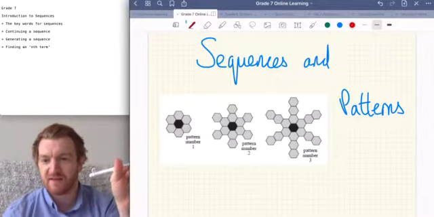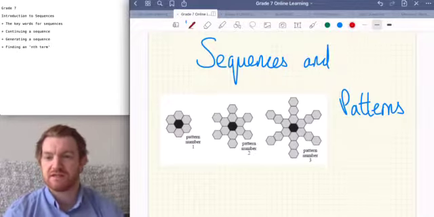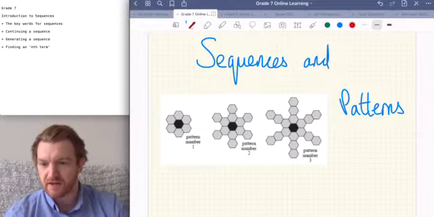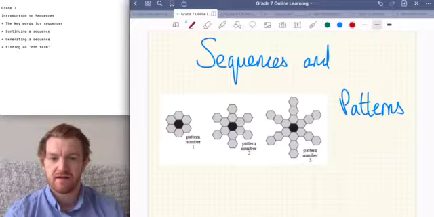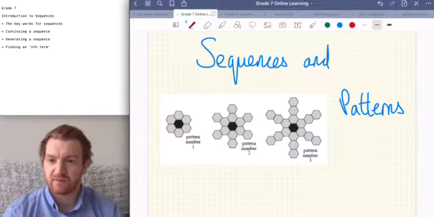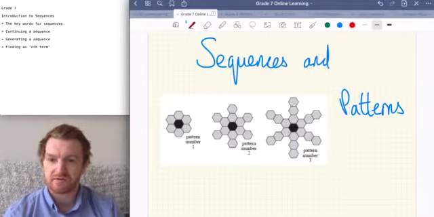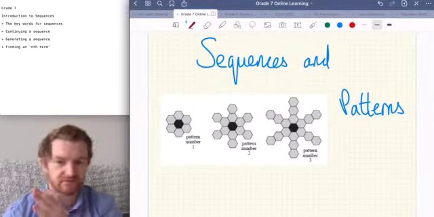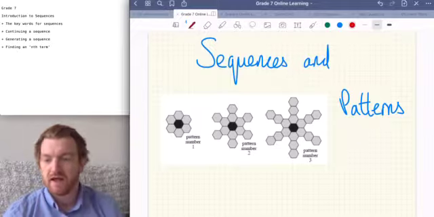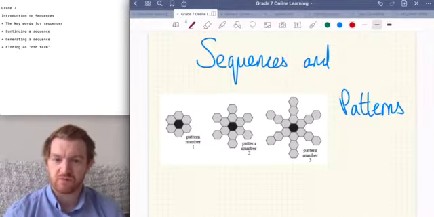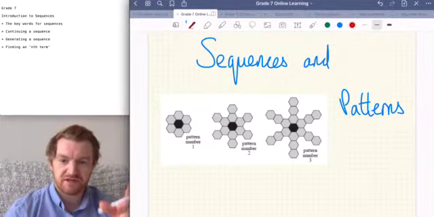Let's talk today about sequences and patterns, which is our mini unit for the last 2 weeks of the year. I'm going to introduce you to a couple of things. Some of them you may have seen before, some of them you may not have done. Obviously, as always, if you've seen it before, feel free to fast forward through, and if not, then please do watch carefully.